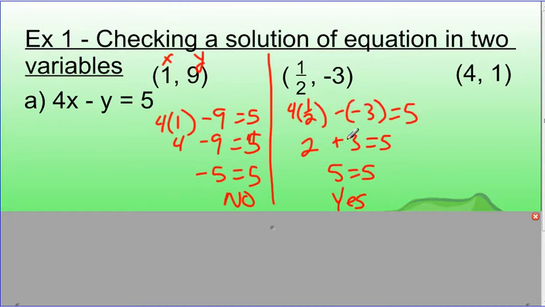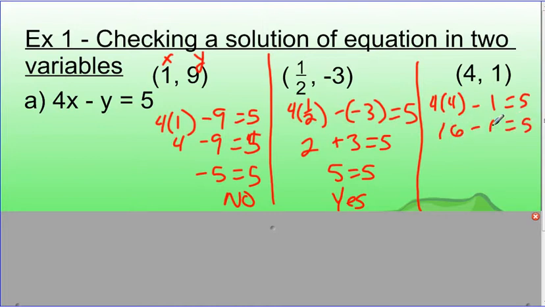But just because this is a solution does not mean it's the only solution. There are many. In fact, there's an infinite number of solutions. So we've got to check this guy as well. So 4 times 4 minus 1 equals 5. Okay, so 4 times 4 is 16. And 16 minus 1 is 15. Does that equal 5? No.